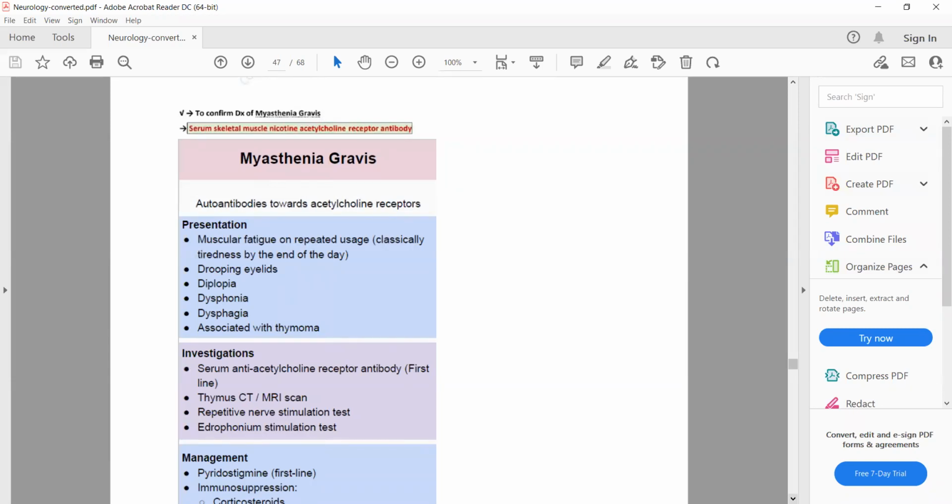Other investigations that you can order are a thymus CT or MRI scan to see if there is a thymoma, and also a repetitive nerve stimulation test. What will be the finding of the repetitive nerve stimulation test? As I already told you, in Myasthenia gravis the weakness worsens on repetitive use. So if you repeatedly stimulate the nerve in Myasthenia gravis, the weakness will get worse.